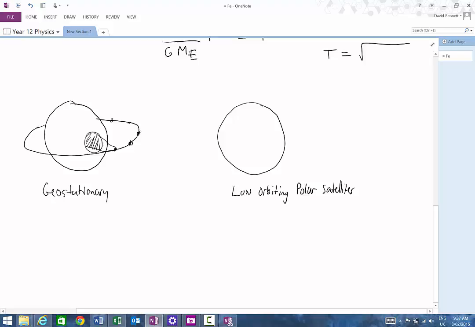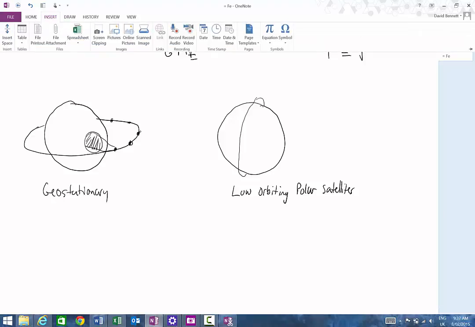These other ones are low orbiting polar satellites. Okay, so they are a lot closer to the Earth. Obviously, if they're a lot closer to the Earth, then when they start looking at surveillance and all that sort of stuff, they're going to be able to take very good pictures of the Earth. All right, so that's the first thing.